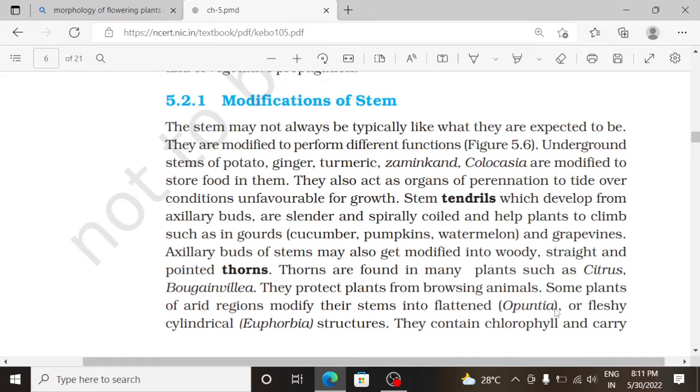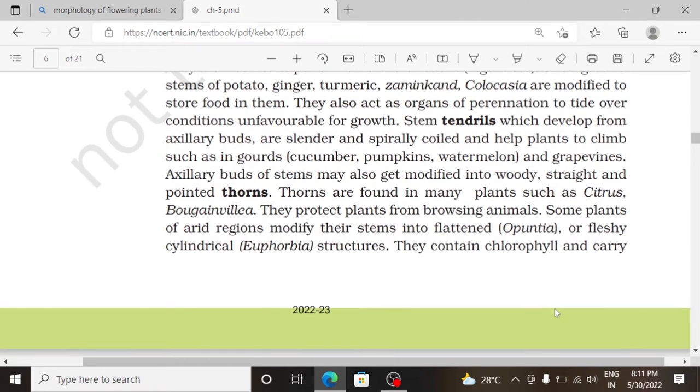Stem tendrils which develop from axillary buds are slender and spirally coiled and help plants to climb, such as in gourds, cucumber, pumpkins, watermelon and grapevines. Axillary buds of stems may also get modified into woody, straight and pointed thorns. Thorns are found in many plants such as citrus, Bougainvillea. They protect plants from browsing animals.